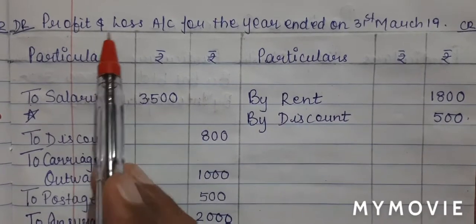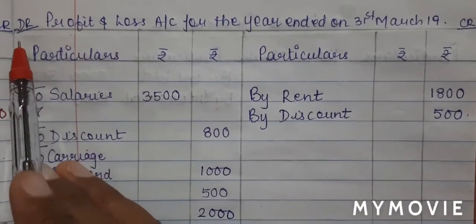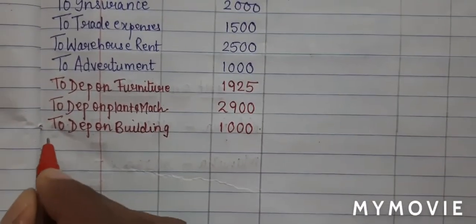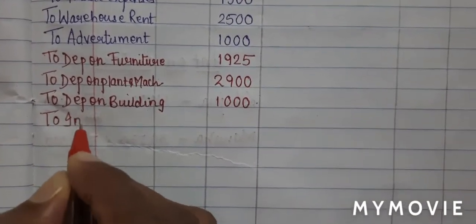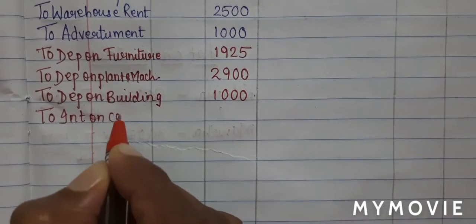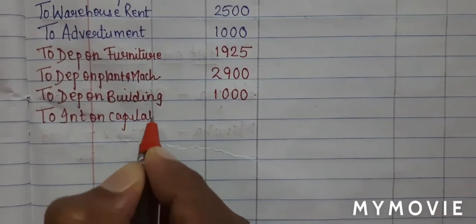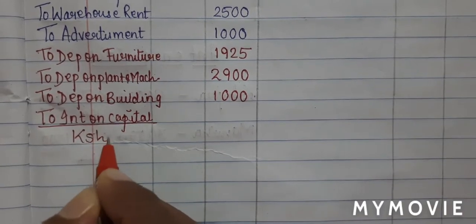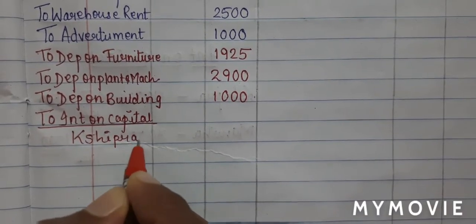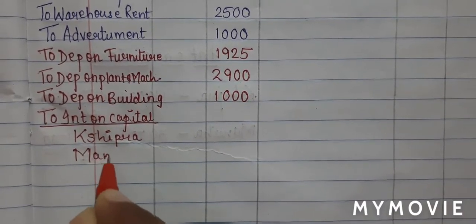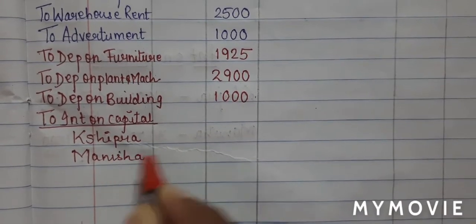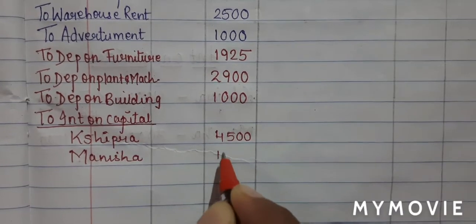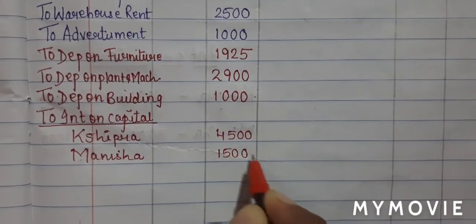My second effect will be in profit and loss account debit side, since interest on capital is my expense. So on the debit side, I'll write to interest on capital. I will underline, write the names of the partner, that is Shipra and Manisha. And I'll write the amount in the outer column 4,500 and for Manisha 1,500.